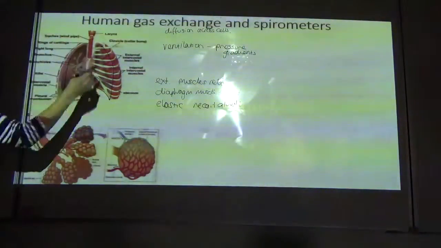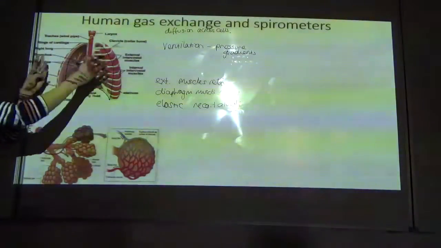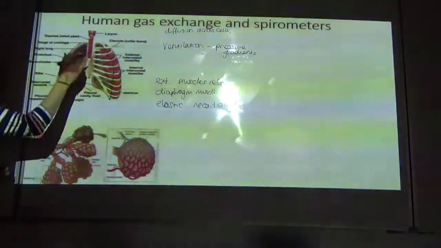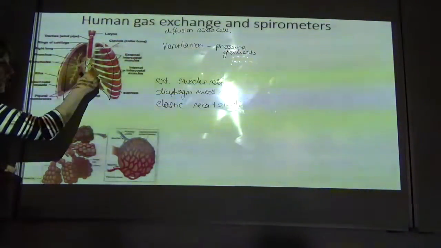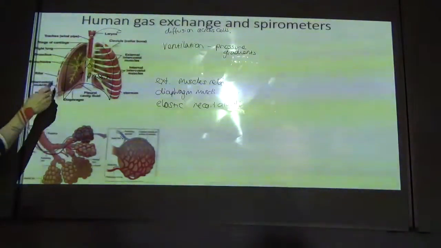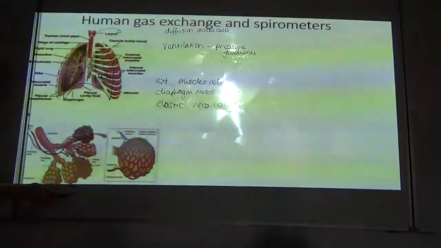So the diaphragm becomes a dome shape again, the external intercostal muscles relax, and that allows the lungs to recoil. The volume gets smaller and the pressure gets greater than outside in the atmosphere, so the air moves out of the alveoli, into the bronchioles, into the bronchi, into the trachea, and out into the outside atmosphere.